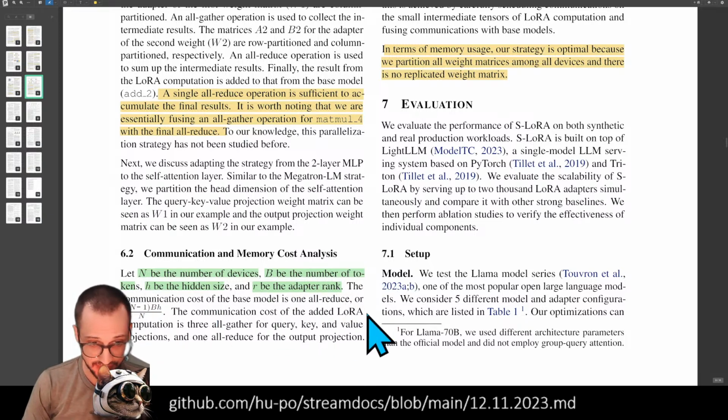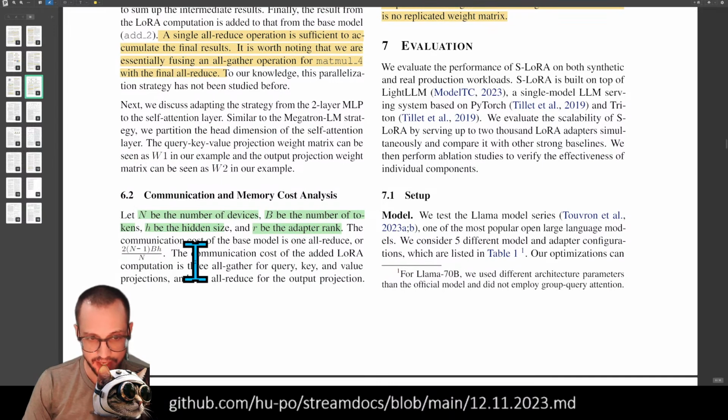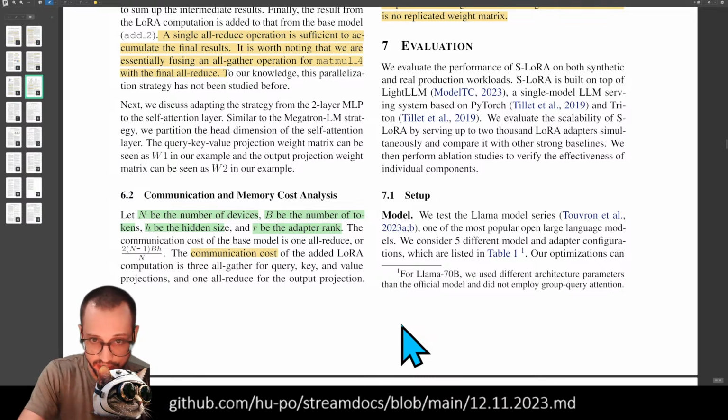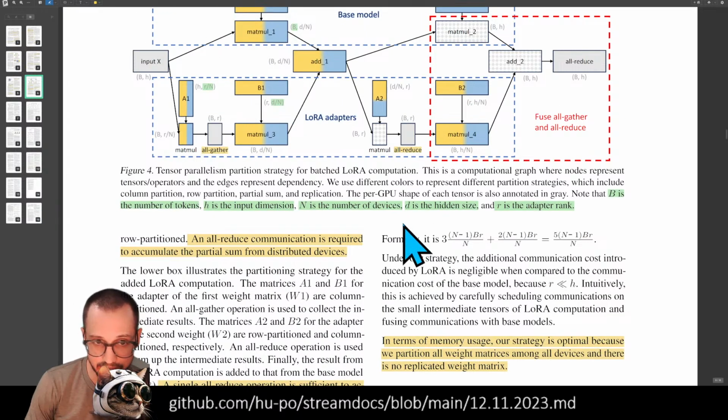The communication cost of the added LoRA computation is 3 all-gathers and 1 all-reduce, right? So again, communication cost. You have the cost of actually performing the operation, but then you have the communication cost of sending information back and forth between all these different distributed parallel systems, or little GPUs. So the communication cost is your all-gathers and your all-reduce.